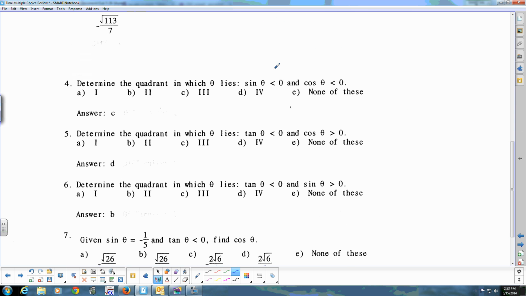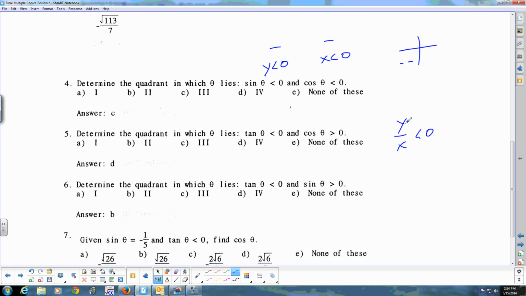Okay, sine is your y value. Y is less than 0, so the y is negative. X is less than 0, so your x is negative. Where does that occur? Third quadrant. Done.